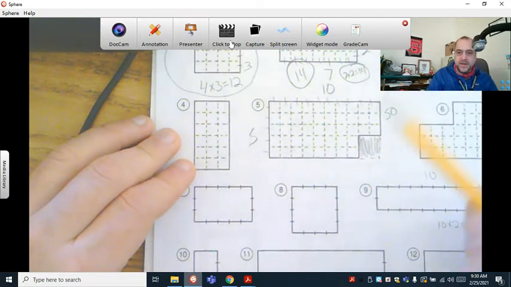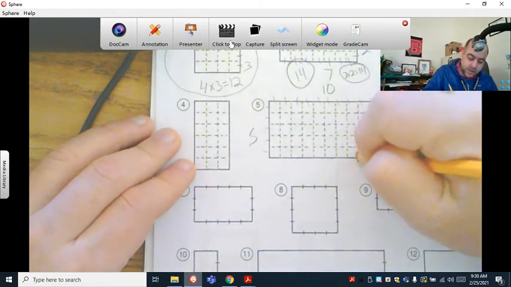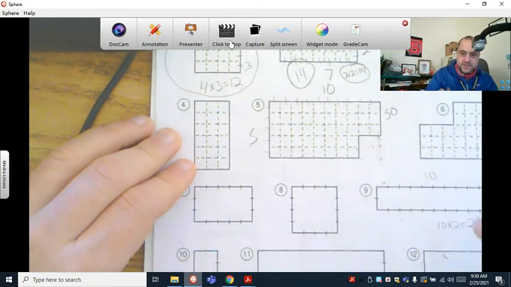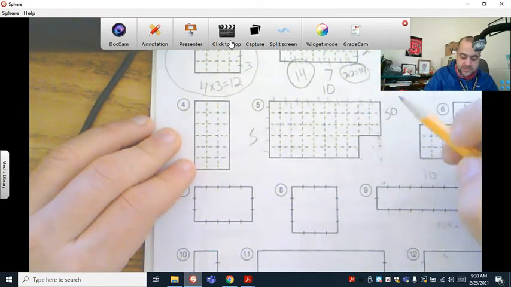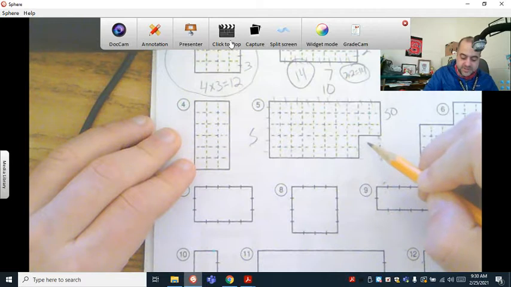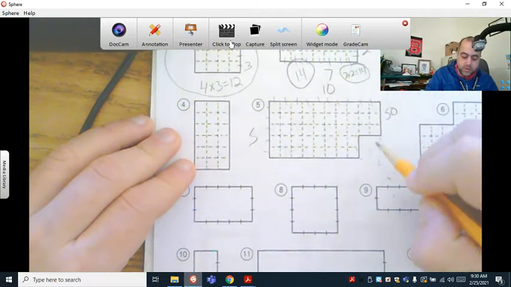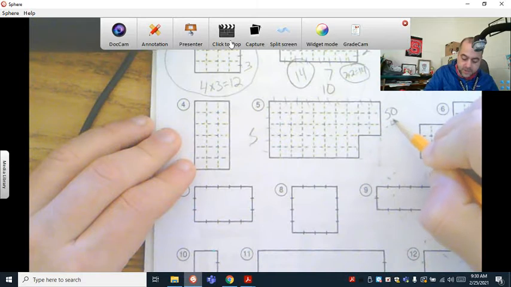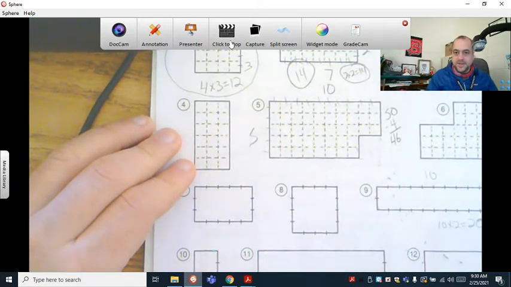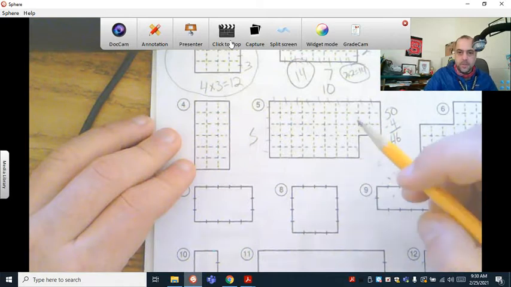But it's not, is it? It's missing some. So we're going to subtract out the parts it's missing. How many pieces are missing? There's 4 missing here, right? Are there 4 squares missing here? So 50 minus 4 is 46, and I can prove this is 4.